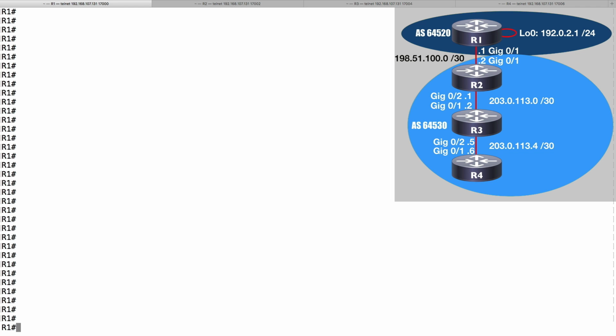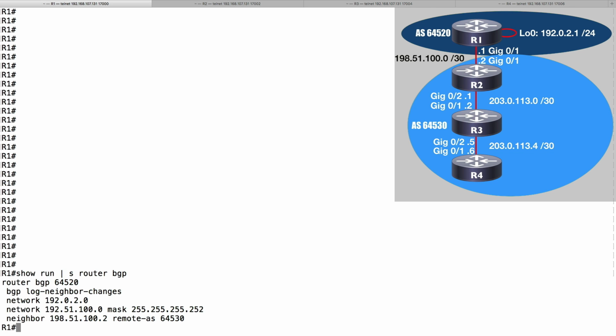Let's go to router R1, and I'll do a show run pipe to section router BGP. Let's see how this configuration is done. Notice I start a BGP routing process for autonomous system 64,520. And this is stuff we learn at the CCNA routing and switching level these days. I specify networks that I want to advertise via BGP, which includes the network assigned to the loopback 0 interface and the network going down to R2. I want to advertise those networks via BGP, and I specify my neighbor. My neighbor is R2 at an IP address of 198.51.100.2. Just a basic BGP configuration.